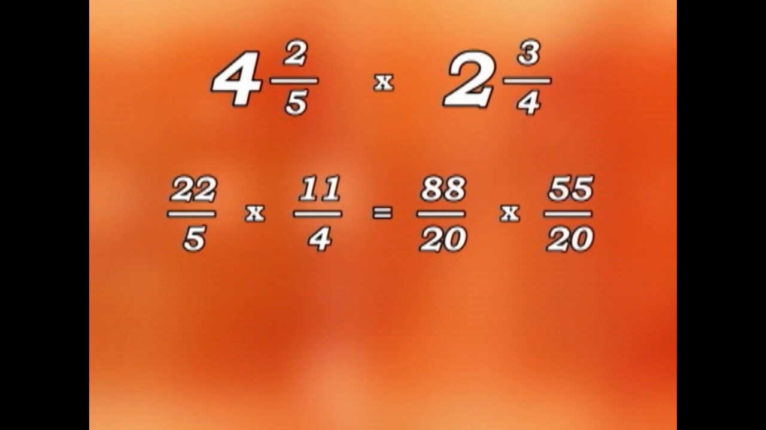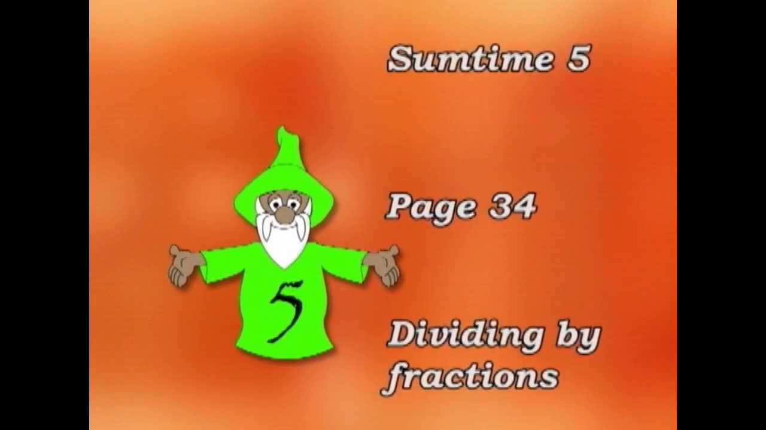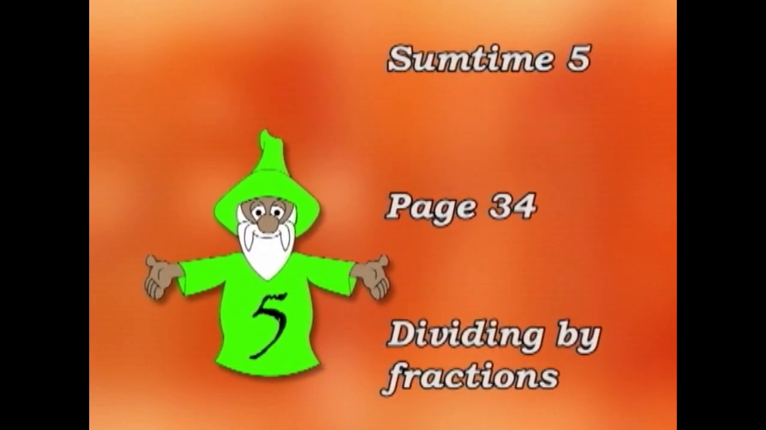So now we get 88/20 multiplied by 55/20. You'll have to believe me, comes to 4,840/400, or 12 1/10. Well, there's still more to say about this, but that's all for today.